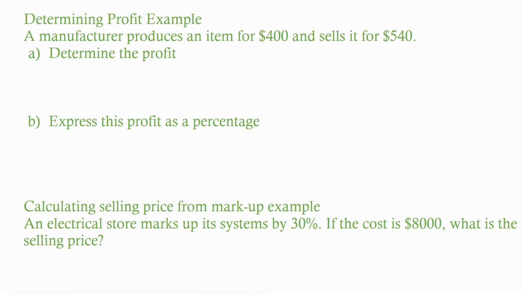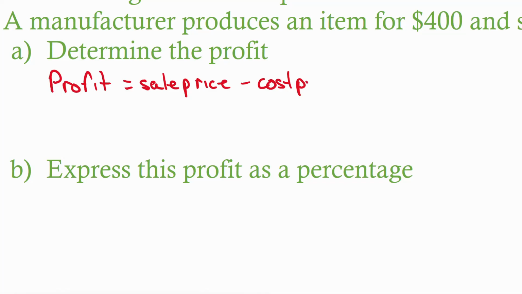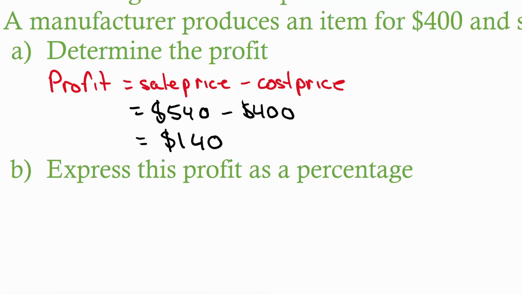Remember, when we're determining profit, our profit was the sale price minus the cost price. For our example, the sale price is how much we were selling it for, so $540. The cost price was how much it cost to make, in this case $400. Therefore our profit on this item is $140.